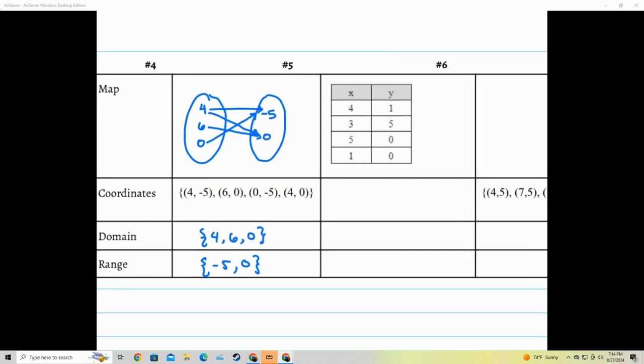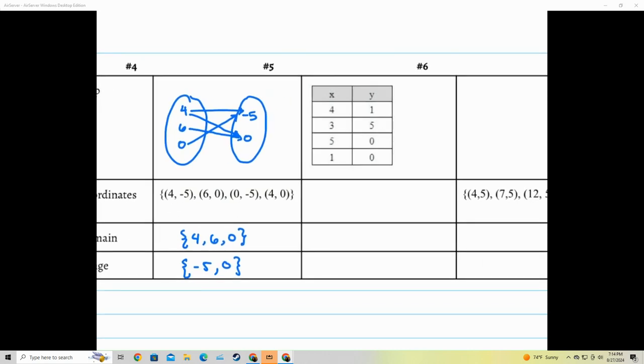Hey, sometimes they'll give it to you in a table. It's the exact same thing. That just says 4 maps to 1, 3 goes to 5, 5 goes to 0, 1 goes to 0. So as far as the coordinates are concerned, the first coordinate is 4, 1, 3, 5, 5, 0, and 1, 0. Those are my coordinates.